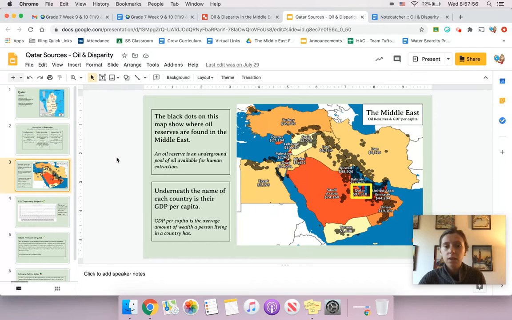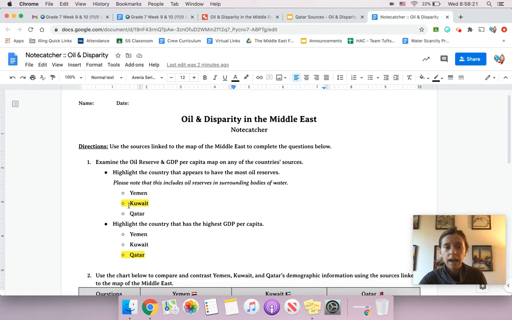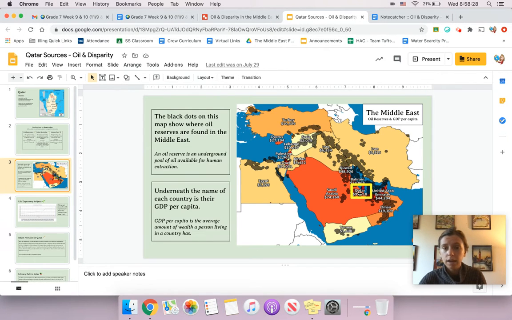Now, I need to say which country out of Kuwait, Qatar, and Yemen has more oil reserves. So oil reserves are shown with those black dots. So Kuwait's right here, and it seems like it's pretty surrounded by oil reserves. Qatar also seems like it has a significant amount. Yemen, on the other hand, has some, but definitely not as many that are in the Persian Gulf area. So if I went to my note catcher, I highlighted Kuwait because it says highlight the country that appears to have the most oil reserves. And looking at this map, again, out of those 3 countries, it is Kuwait.